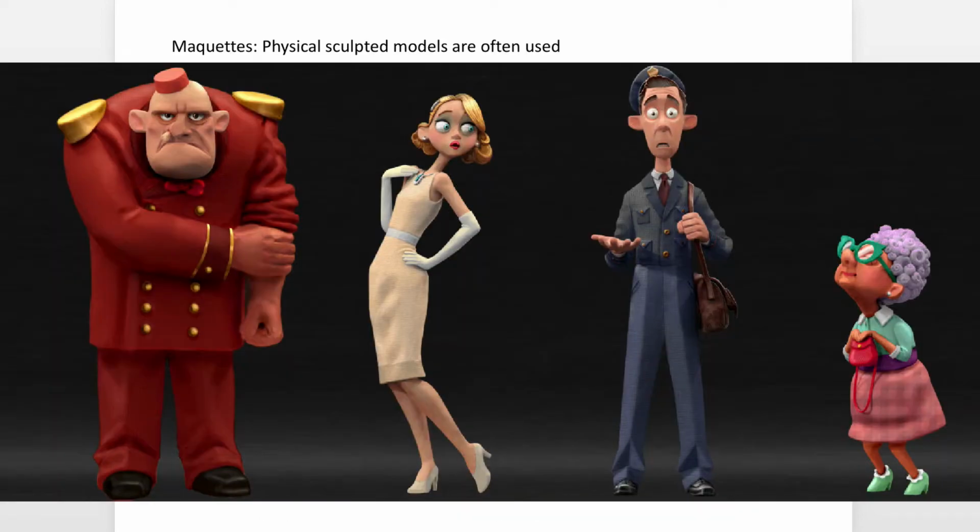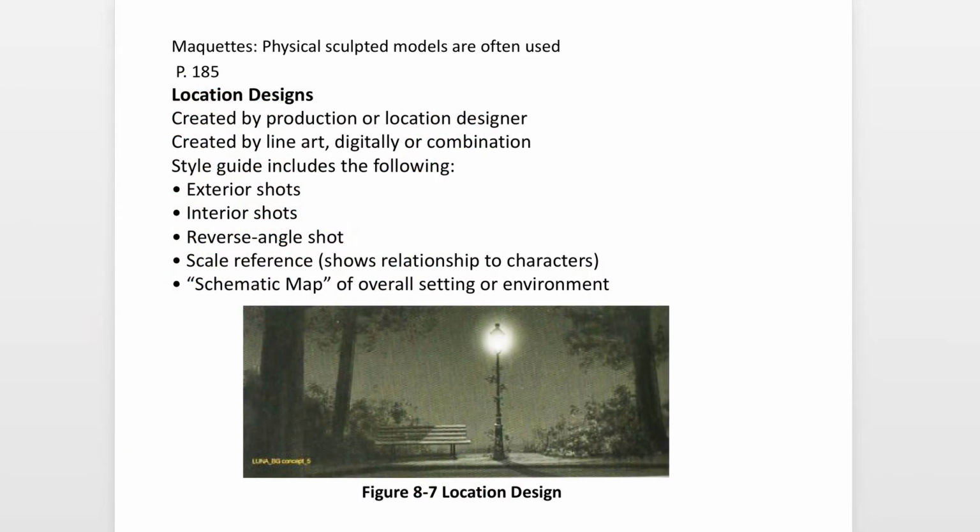Maquettes. We've spoken before about maquettes. These are physical sculpted models often used to help the artist in seeing what the characters might look like from different angles. On page 185, Location Designs.